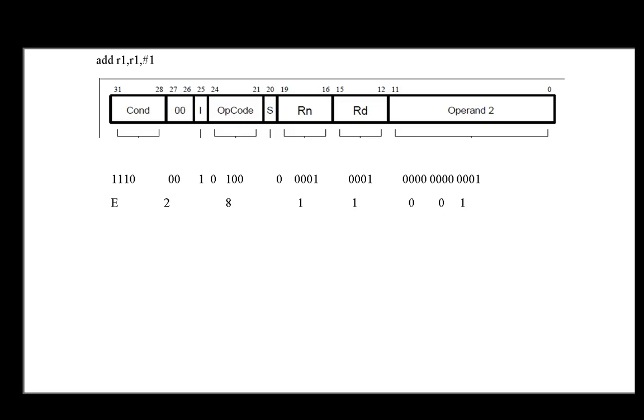So if you remember, last time we hand assembled the instruction add R1, #1, which is essentially add 1 to R1 and store the result back into R1. Another way to look at this is increment R1 by 1. And then we got the hex value to be E2811001.